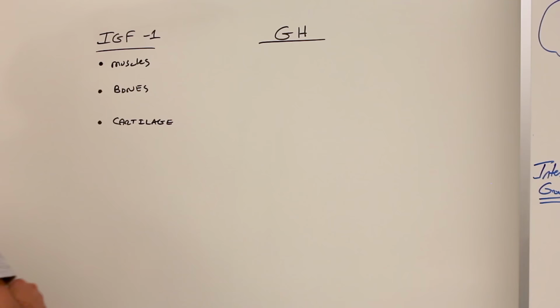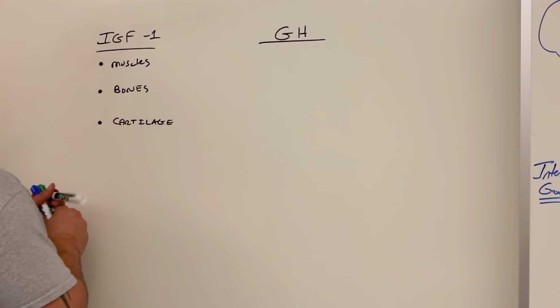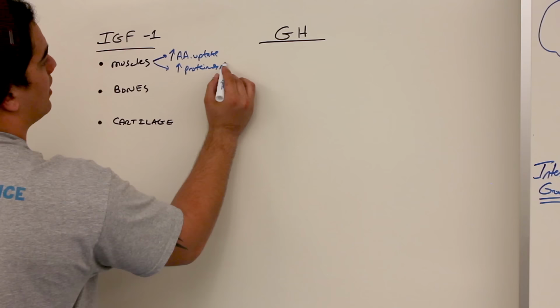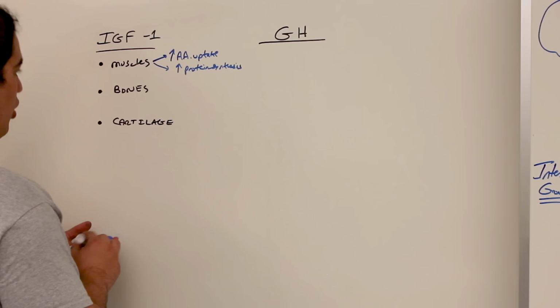What was he doing in the muscles? He was working to be able to do what? Increase amino acid uptake, and he also increased protein synthesis, right? So he's helping with the muscle growth, right? So the muscle hypertrophy and the muscle growth. What is it doing for the bones?